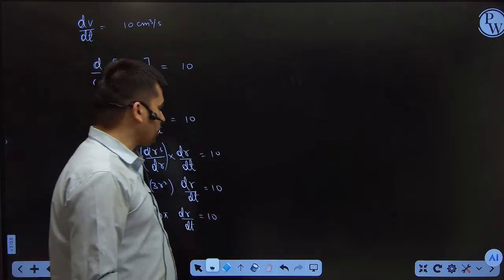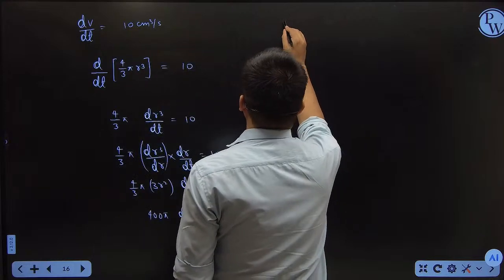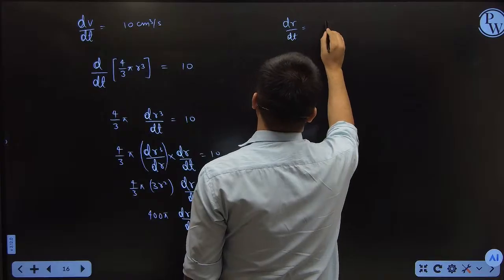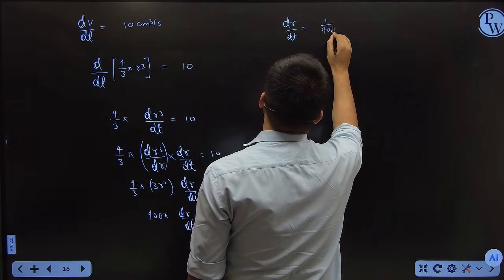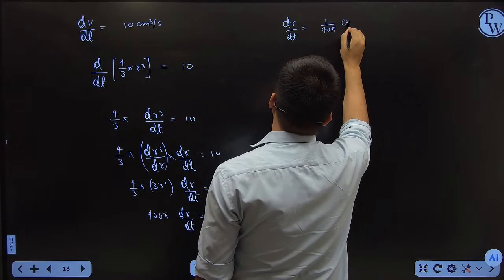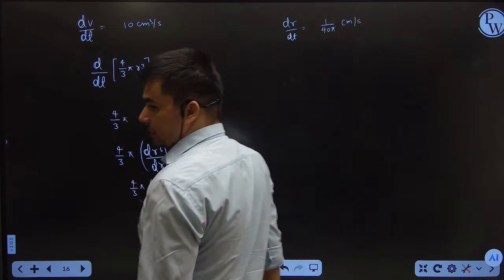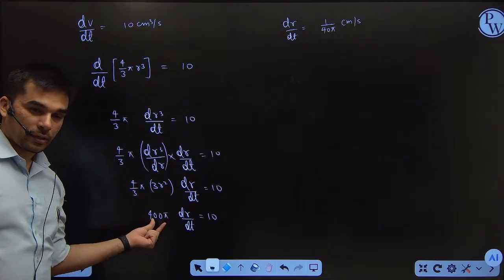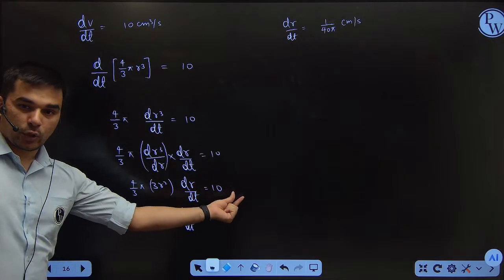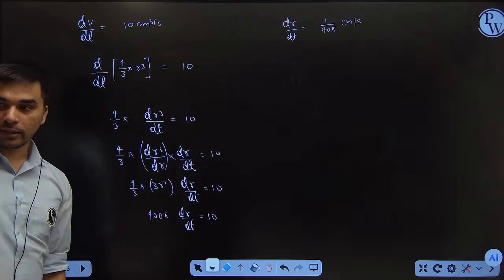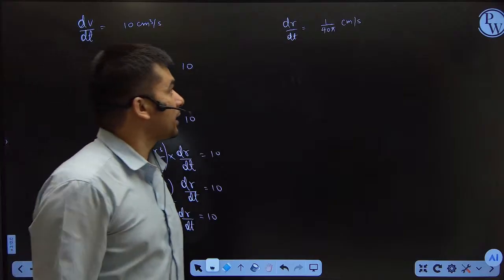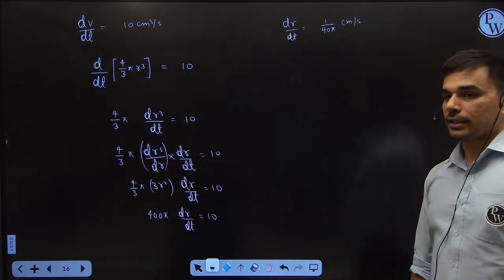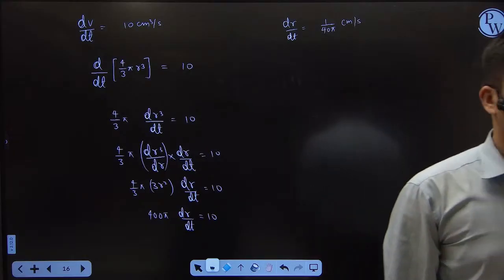So now this 400 pi can be divided over here. We are getting dr by dt as 1 by 40 pi. What's the unit of this? Tell me. Centimeter per second. Okay. Because this quantity is centimeter square, and this side we have centimeter cube per second. So when you are dividing, centimeter square will get cancelled out. You'll be getting centimeter per second. So 1 by 40 pi centimeter per second is the rate of increment in radius.